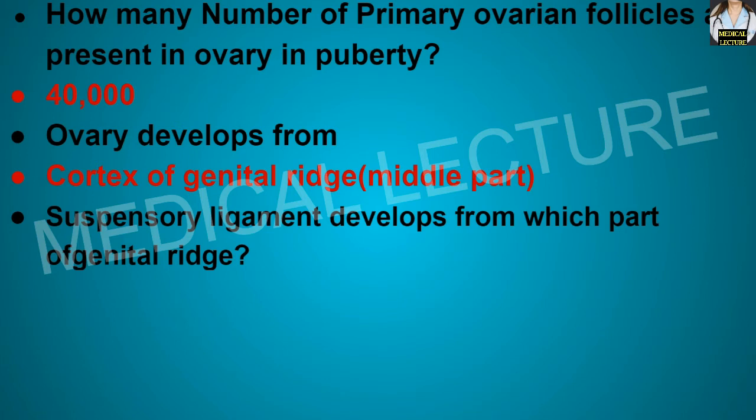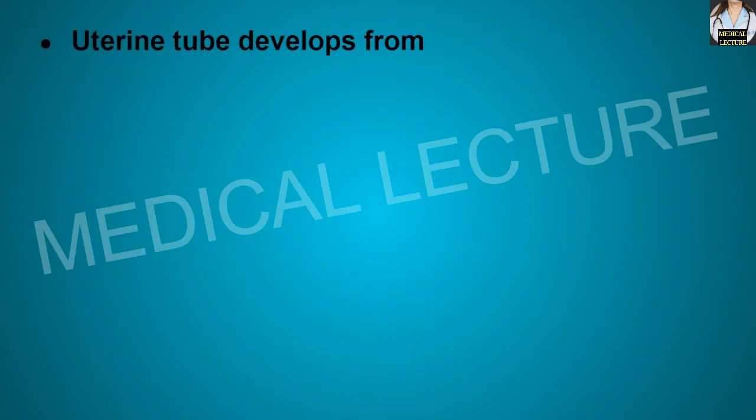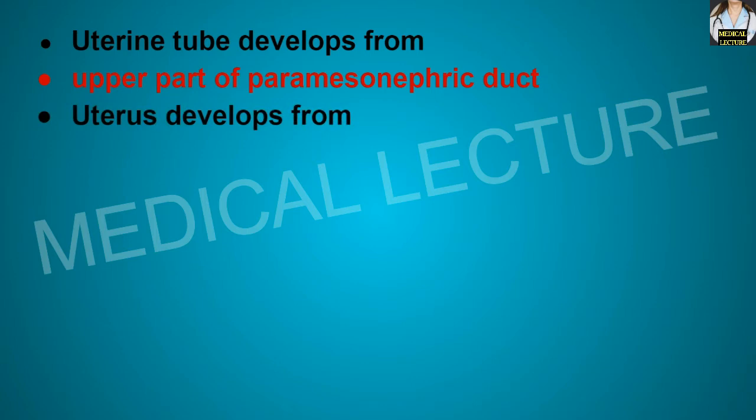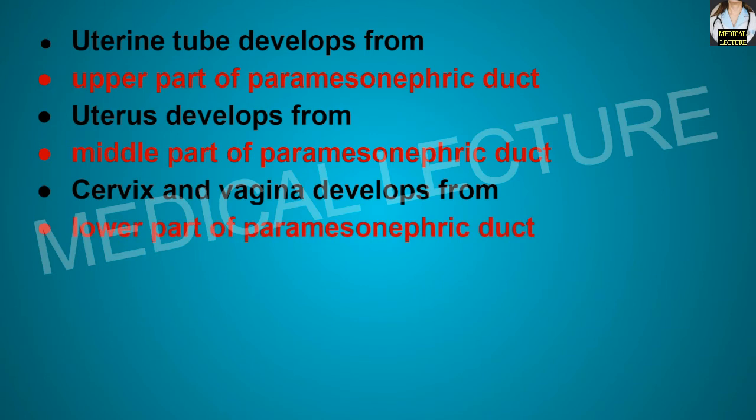Suspensory ligament develops from which part of the genital ridge? It develops from the cephalic part of the genital ridge. Gubernaculum of the ovary is traversed by which part of the genital ridge? By the caudal part. Uterine tube develops from upper part of the paramesonephric duct. Uterus develops from middle part of the paramesonephric duct. Cervix and the vagina develop from lower part of the paramesonephric duct.